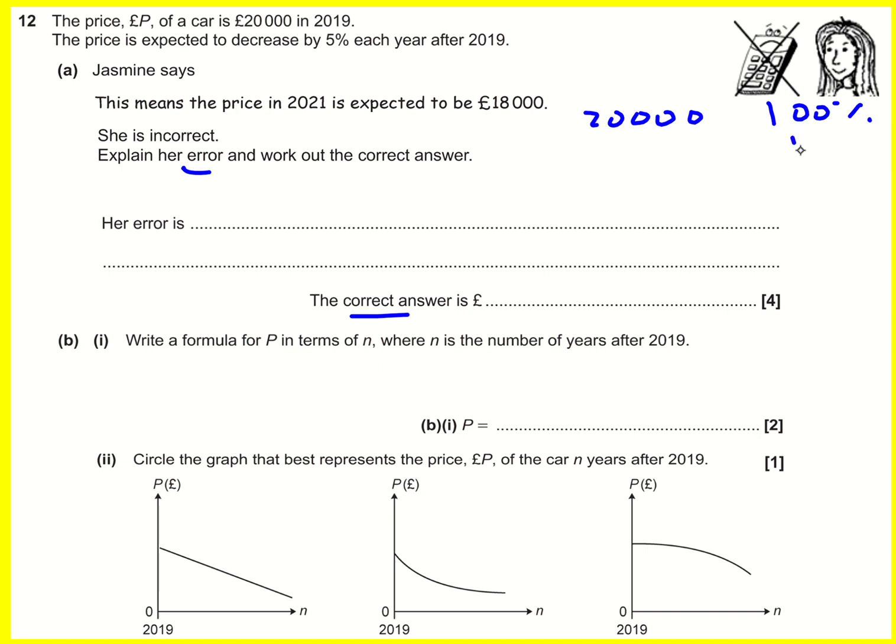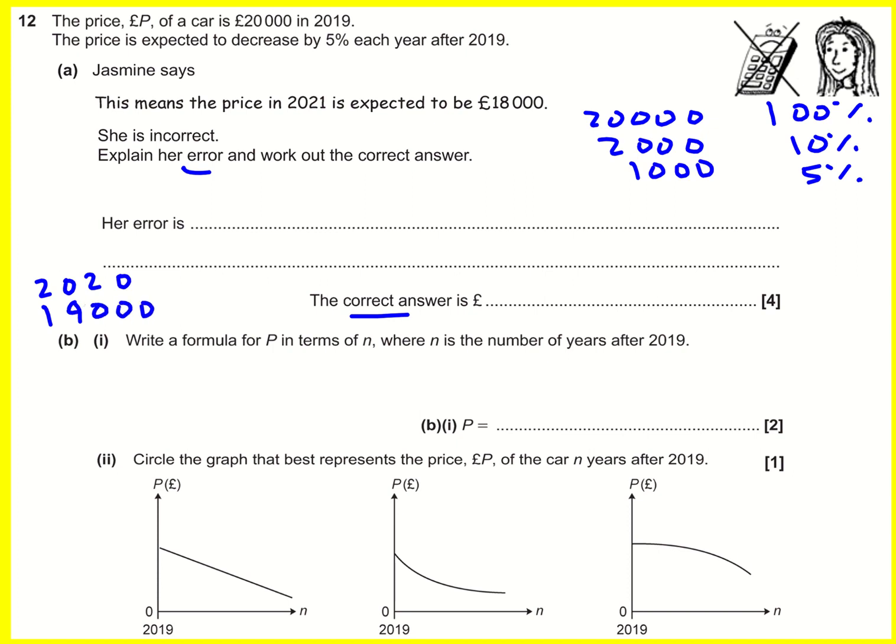So let's work out 10% first of all. That's easier to do. That's going to be 2,000. And then 5% is going to be 1,000. So in fact, in 2020, she should have 19,000. I've just done 20,000 minus 1,000.